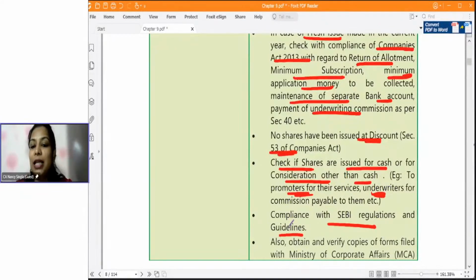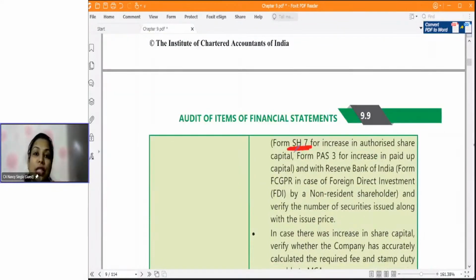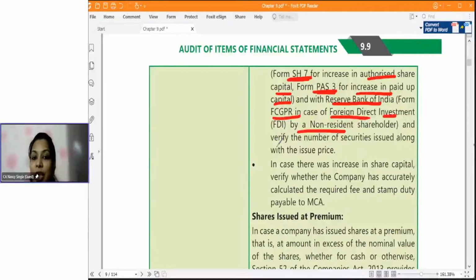SEBI regulations, guidelines, various forms filed with the MCA. Asset 7, that is notice to the registrar for changes in the capital, like for increase in authorized capital. PAS 3, that is the return of allotment to be filed with the registrar, for example, with respect to increase in paid up capital, and with RBI form FCGPR in case of foreign direct investment by non-resident. He is going to verify the number of securities along with the issue price. In case there was an increase, verify whether the company has accurately calculated the required fee and the stamp duty payable to MCA. Okay. Is it clear?